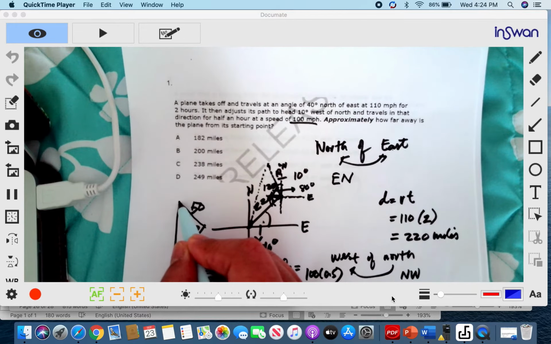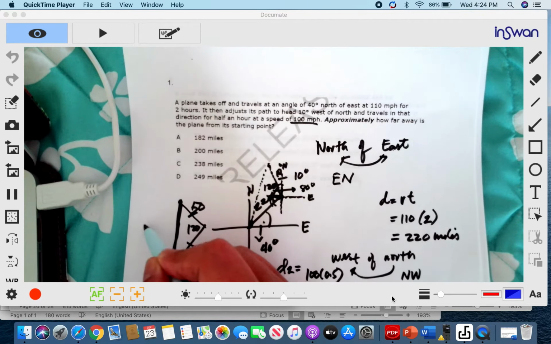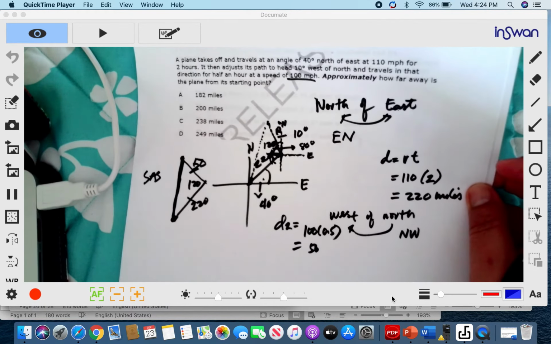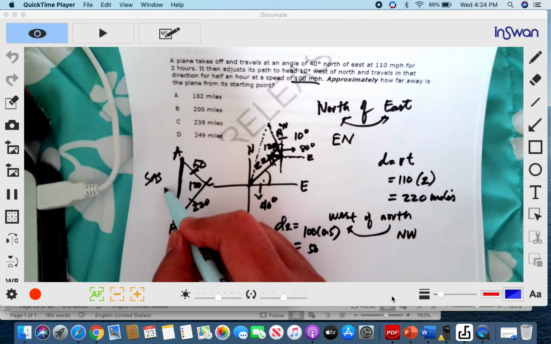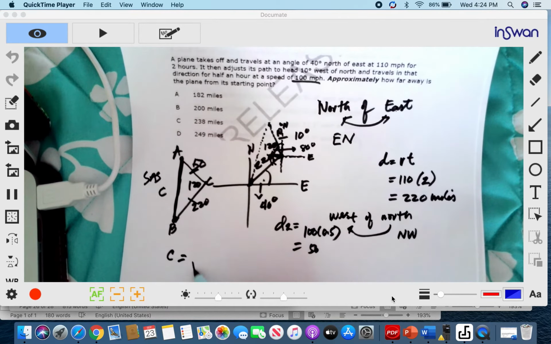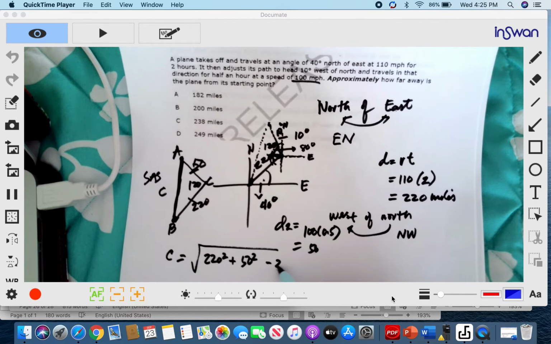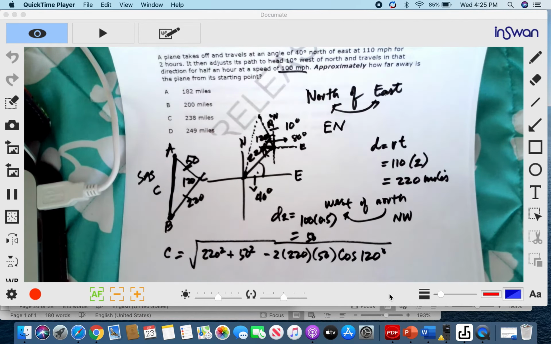So you're trying to find this path here, the distance from its new position to the starting point. You have a side, you have an angle, you have a side. So this is an SAS situation. It means that we will make use of the cosine law. Let's say you have your sides A, B, C; it doesn't matter which. You're trying to find C. So C is the square root of A squared, which is 220 squared, plus B squared, which is 50 squared, minus twice those numbers times the cosine of the angle, 120 degrees. So we take the square root of that, and then we will be able to solve the problem.